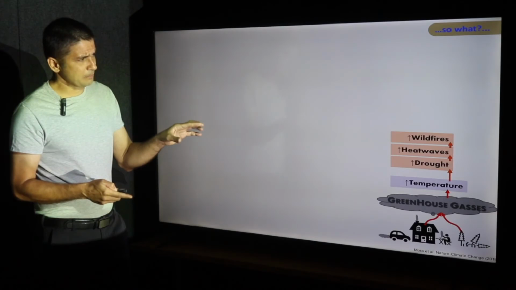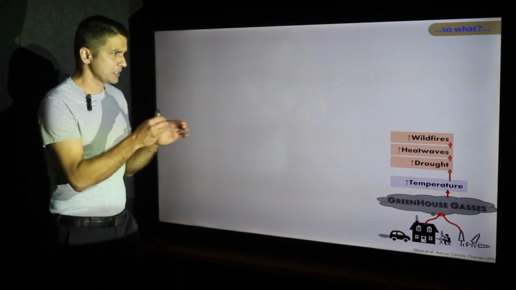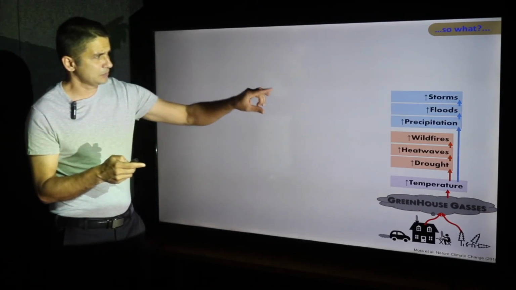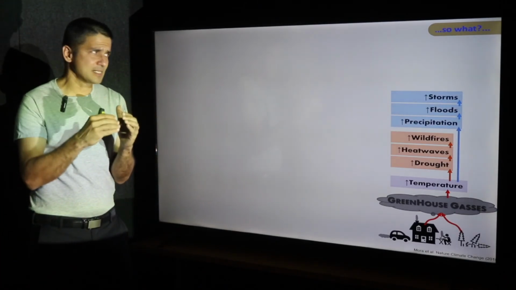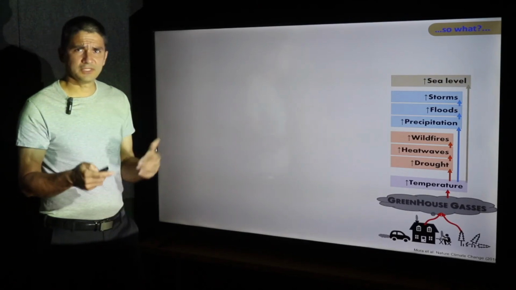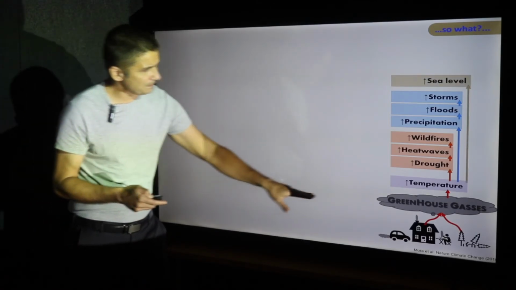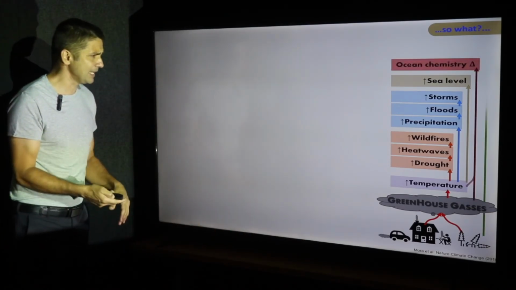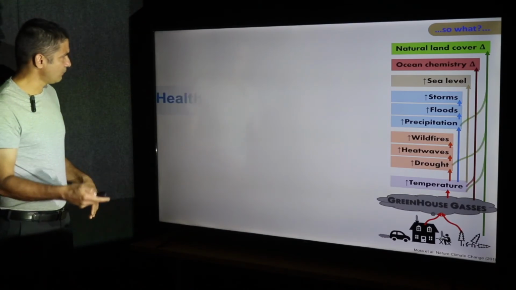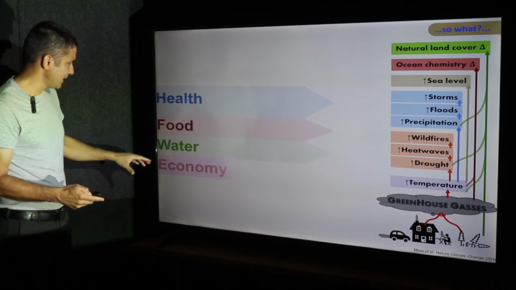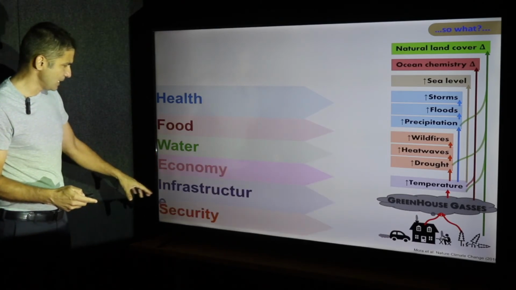And when you increase temperature, you are obviously going to increase drought, that is going to trigger heat waves, that is going to trigger wildfires. And in some other places, you are going to enhance evaporation that leads to floods and storms. And you are also increasing sea level rise. So what we did on this paper is we took all of these different climatic hazards, and then we looked at how these things could influence aspects of human health, how it could influence food, water, economy, infrastructure, and security.